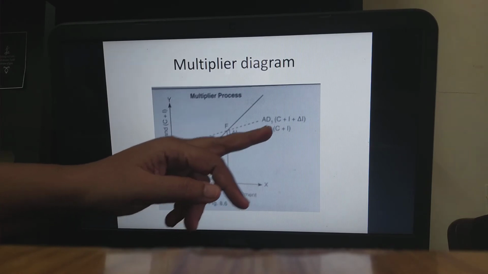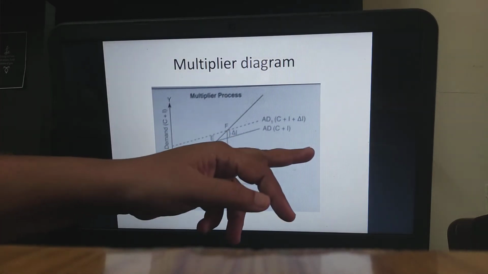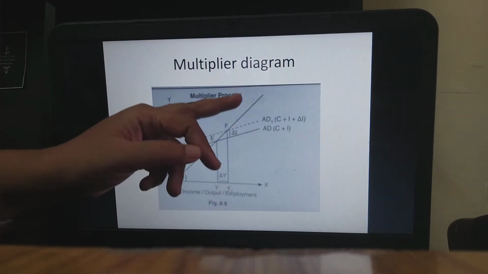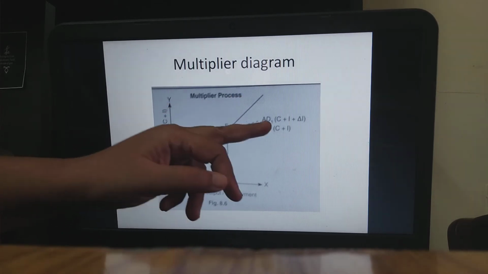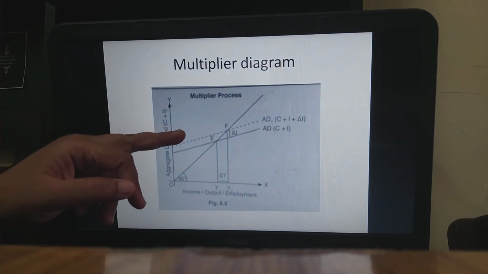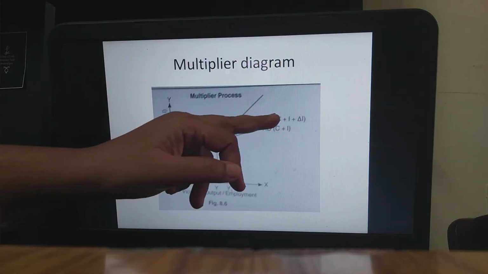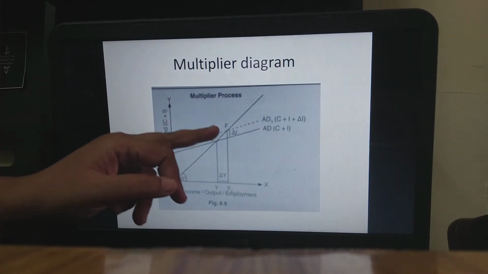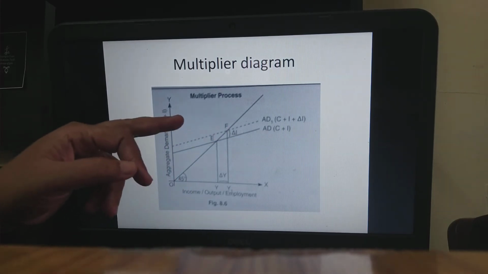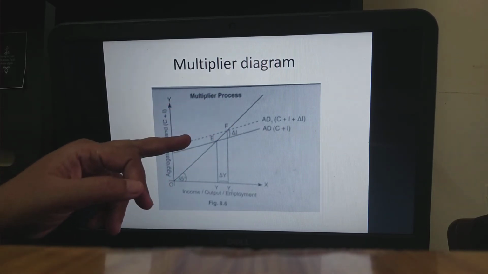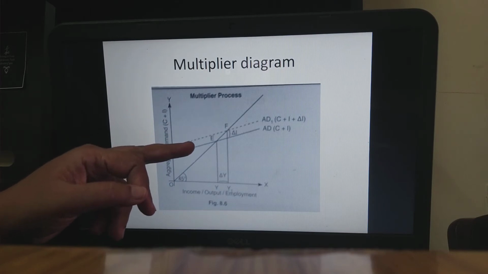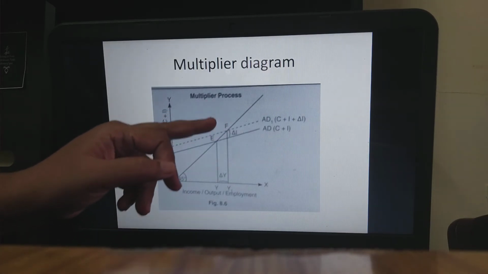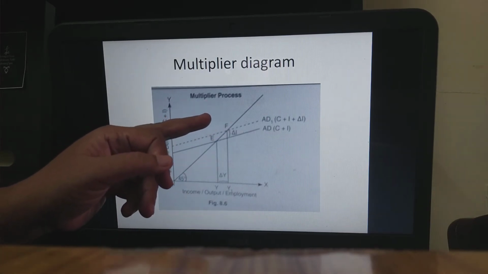That would become C plus I plus change in I. So, AD will be pushed up and the new AD will be AD1. As a result of this, the new AD1 and AS equilibrium will be at F. So, the new equilibrium is to the right of the original equilibrium E.